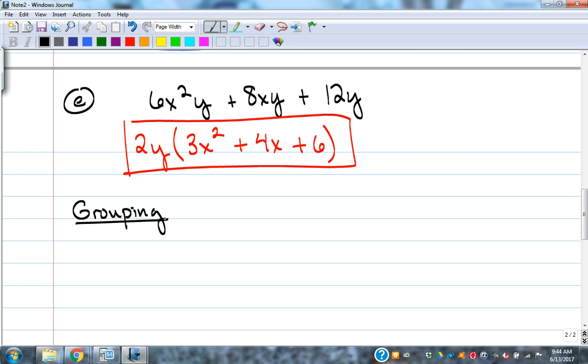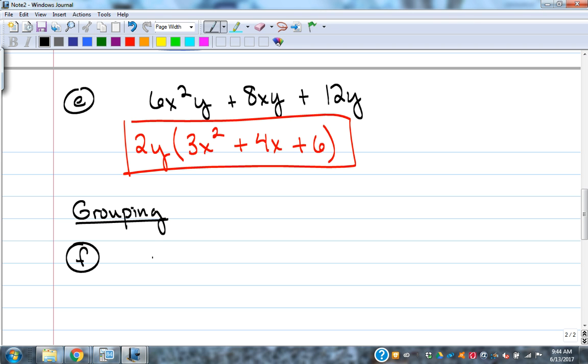All right, so I'm going to show you how to do grouping. And grouping is just GCF done twice. It's kind of like multiplying a binomial times a binomial. It's just distributive property twice. Grouping is just GCF twice.